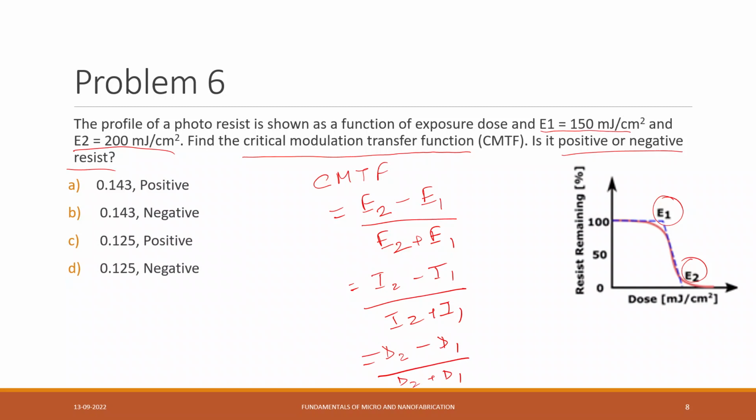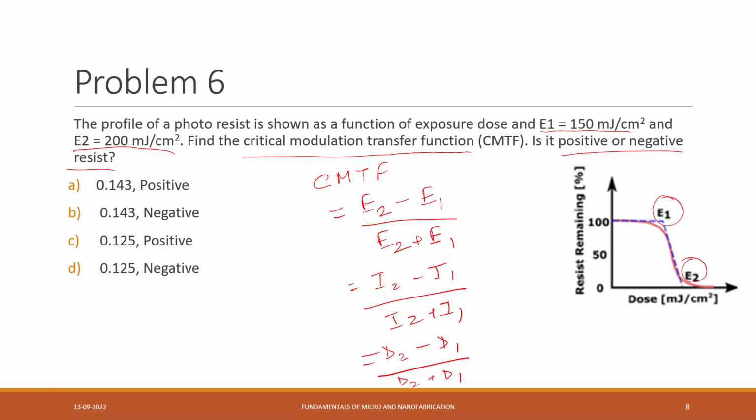Okay. So can you tell why it is a positive photoresist? Why do you think so? Yeah, true. As you said, with higher energies it is getting removed. So yeah, perfect. That's why it is a positive resist.